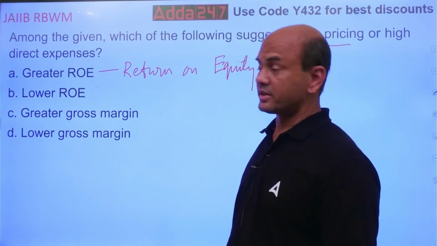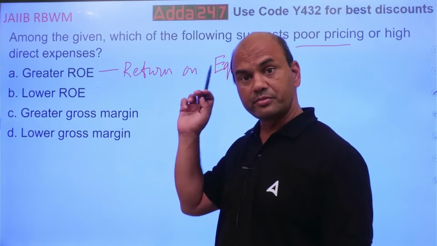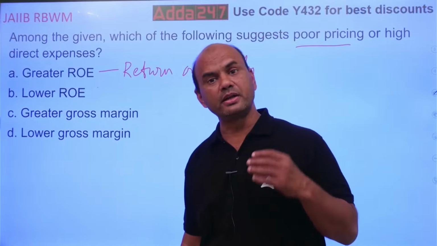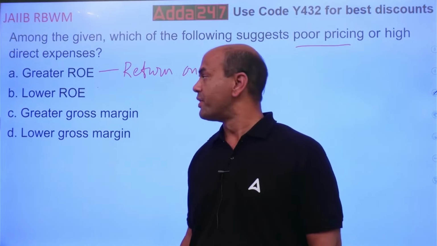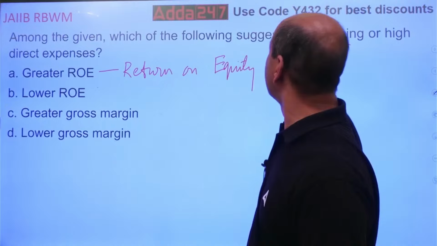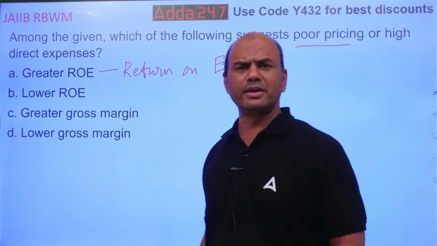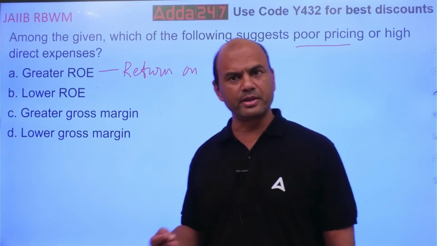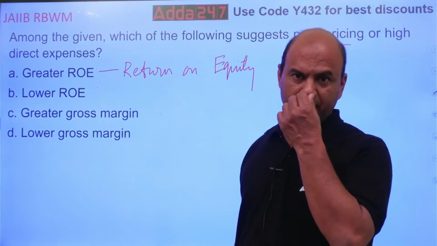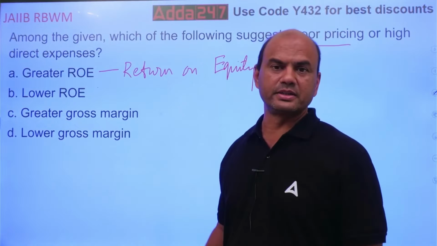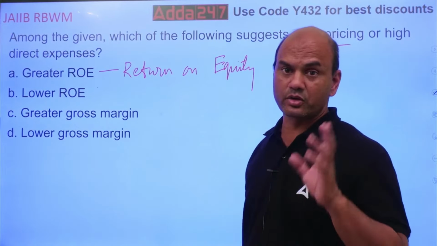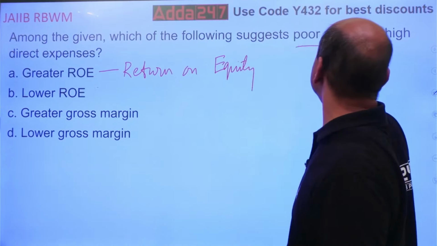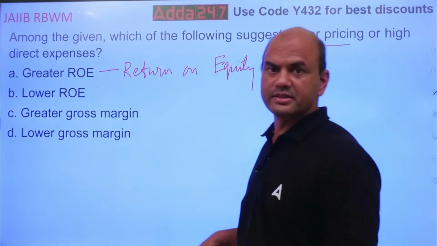Now kindly understand one thing. Gross margin comes from your trading account. Net margin comes from your P&L account. So here the question is poor pricing. So this is mainly for the customers. Products you can use this. Suppose I am a company and I am having lower gross margin, it means what? My sales are less here. Gross margin means net sales, gross sales. So poor sales, poor pricing or higher direct expenses.